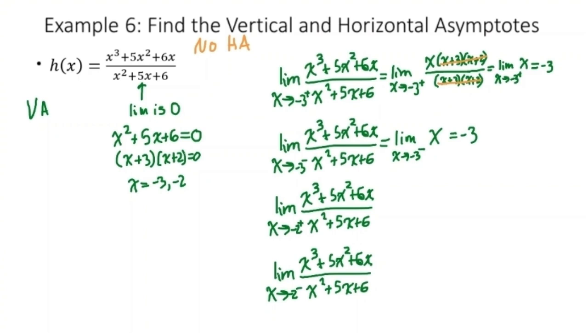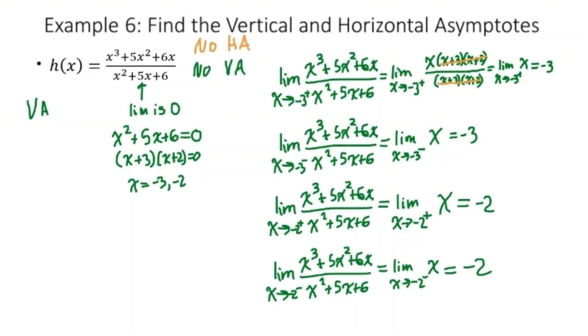Now we'll turn our attention to the left and the right-hand limits of -2. If we try plugging -2 into our function, we are going to get 0 over 0. So we'll go ahead and reduce our function just like what we did for the right-hand limit of -3. And in both cases, our function will reduce to x, which means we'll get -2 for both limits. So x equals -2 is also not a vertical asymptote. So both of our candidates for vertical asymptotes cannot be vertical asymptotes. So our function here does not have a vertical asymptote.